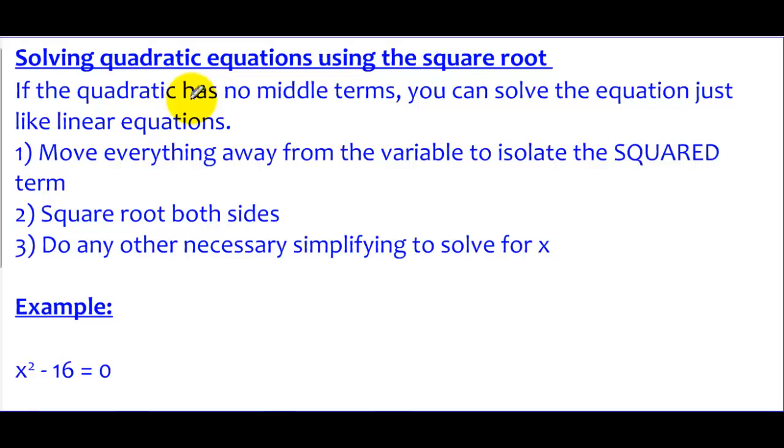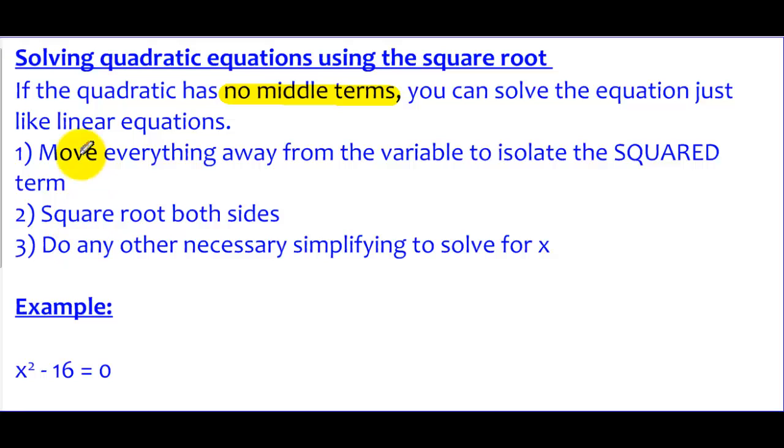Alright, so we're solving quadratic equations using what's called the square root method. This method is going to be used primarily for problems like this that have no middle term. Another way to think about it is they're used for quadratics that only have one variable in them. If you notice in this example down here, I have the x squared, but I don't have that middle x to the first power, right? So there's only one variable in this problem, and that's the case we're going to look for in order to use the square root method.